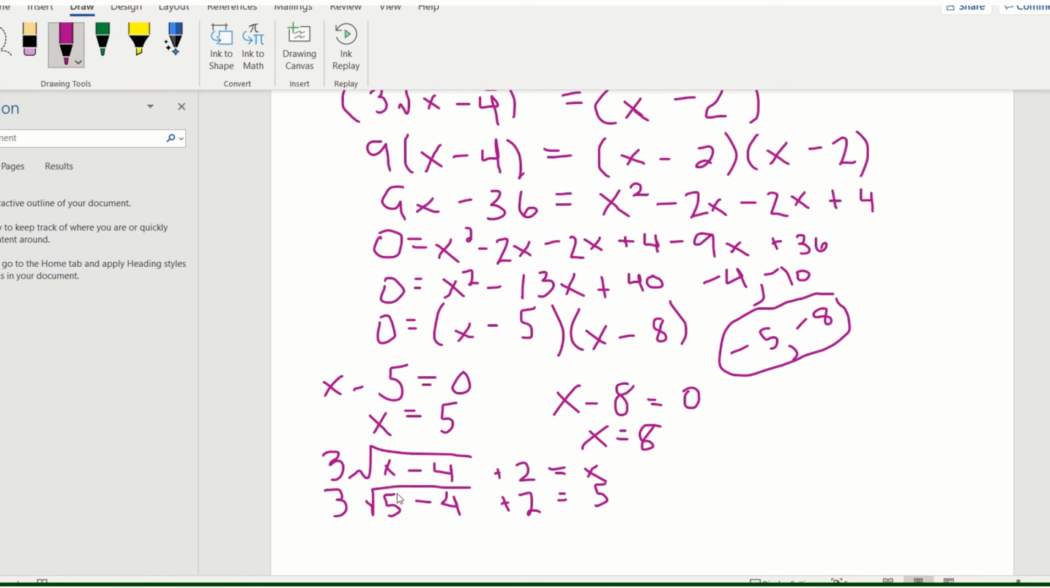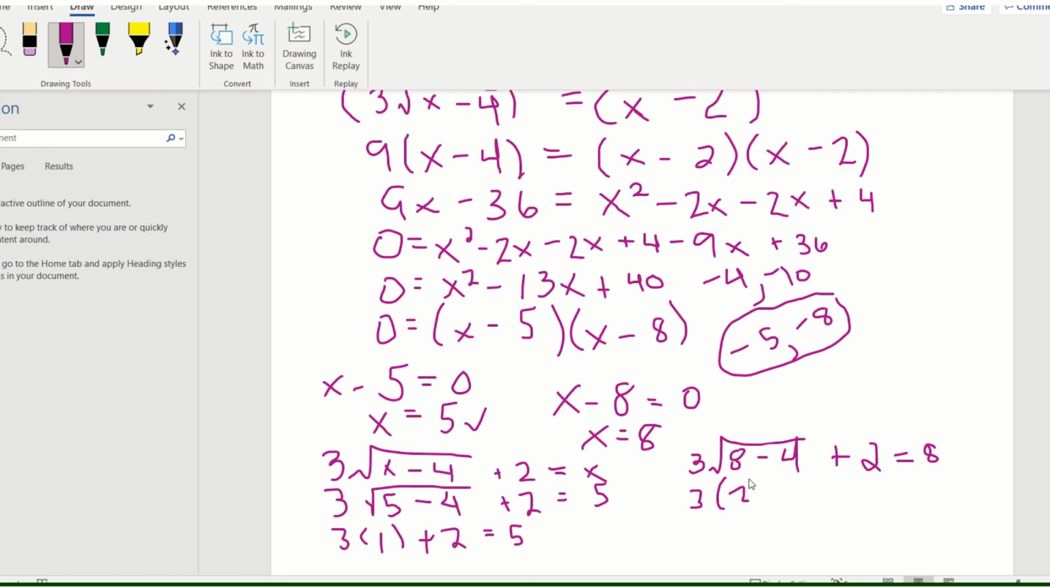this is going to be really the square root of 1, which is 1. So this is 3 times 1 plus 2 equals 5. That's certainly true. So this one's okay. Let's check the 8 in the same fashion. So I'll do 3 times square root of 8 minus 4 plus 2 equals 8. And let's see, this is going to be 3 times the square root of 4, and the square root of 4 is 2.